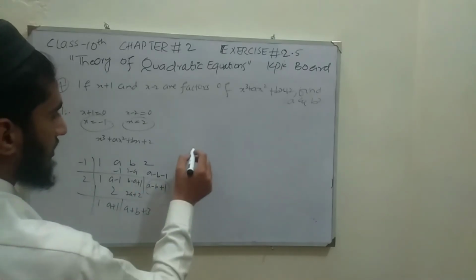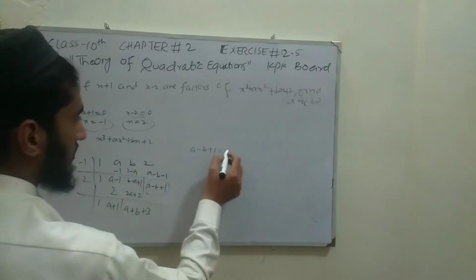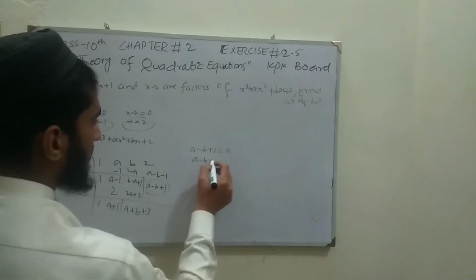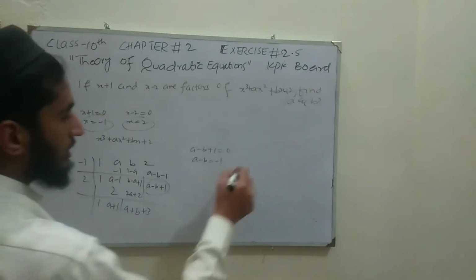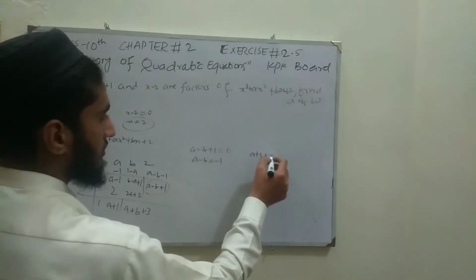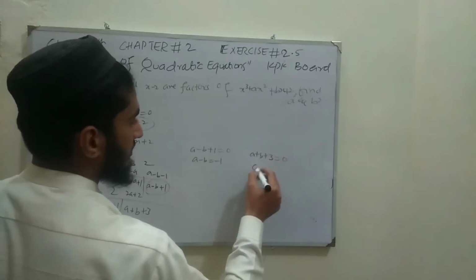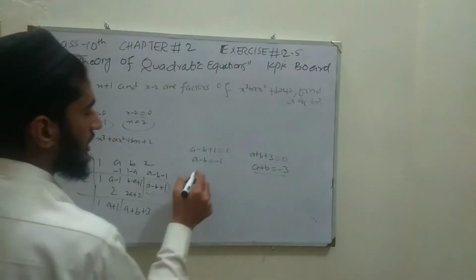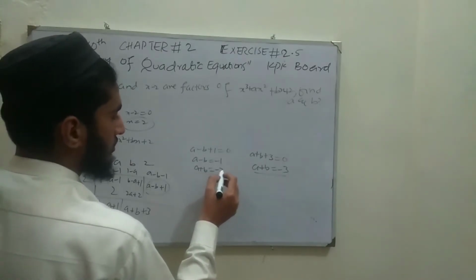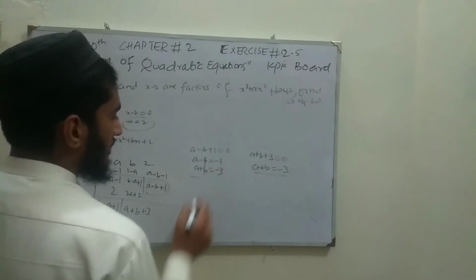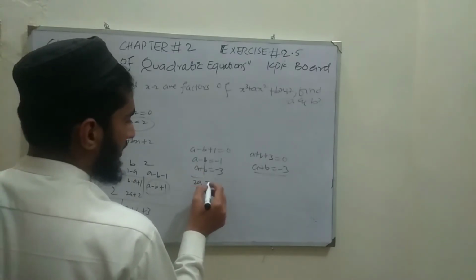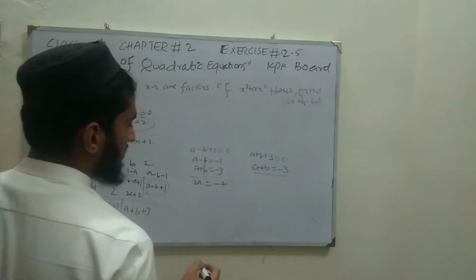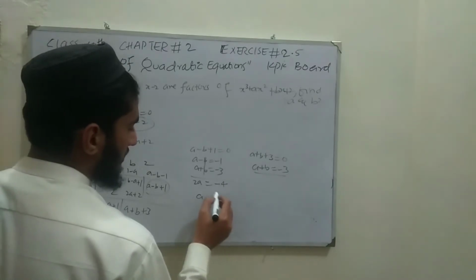Equalize a minus b plus 1 to 0. Shift plus 1 to the right hand side, so a minus b is negative 1. And here a plus b plus 3 is equal to 0. Shift 3 to the right hand side, it becomes a plus b is equal to negative 3. Add this equation with this equation. Minus b will cancel out with b, and a plus a gives us 2a, and minus 3 minus 1 gives us minus 4. Divide both sides by 2, so the value of a will be minus 2.